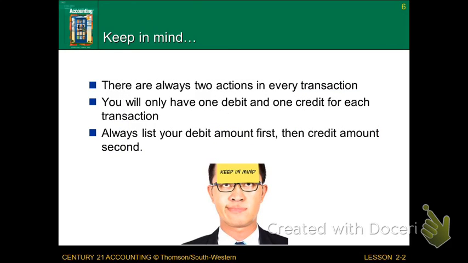Some things to keep in mind as you're being presented with transactions in this section. There are always two actions for every transaction. Never one, never three, just two. And in every transaction, you will only have one debit amount. You will have only one credit amount. So one of each. If you ever see yourself writing down two debits, something's not quite right. Same with two credits. If you have two credits, something's not right. One debit, one credit. Now get into the habit of listing your debit amounts first, then your credit amounts. Debits first, credits second.